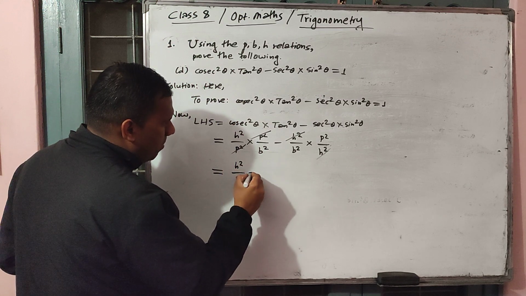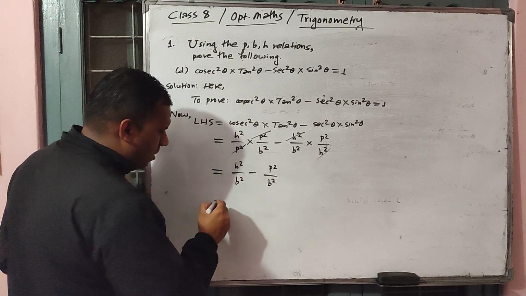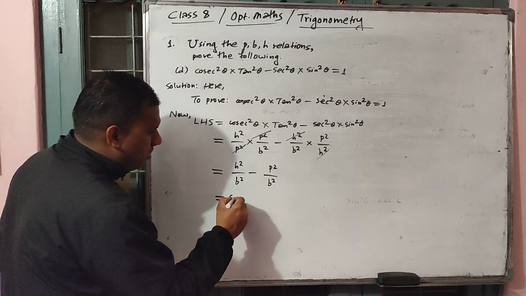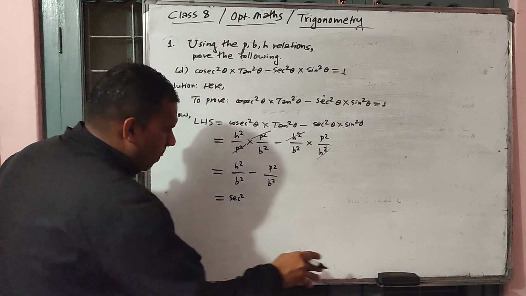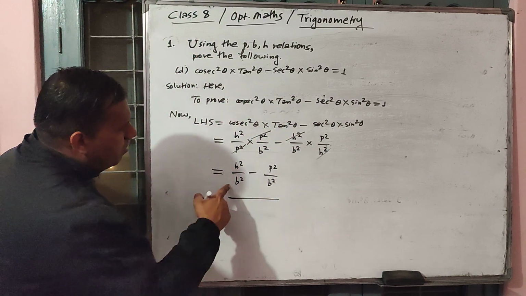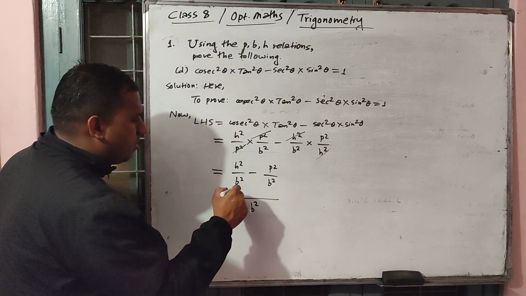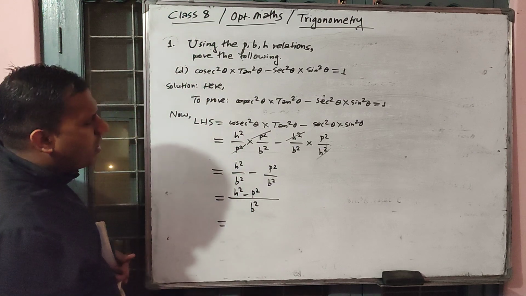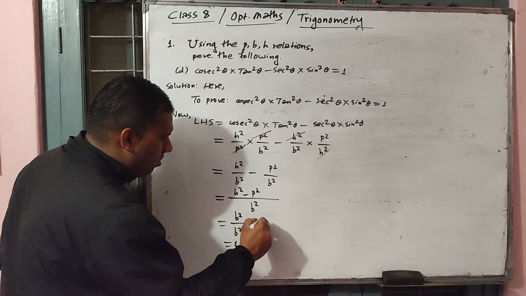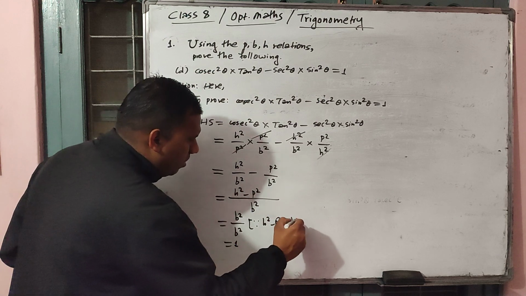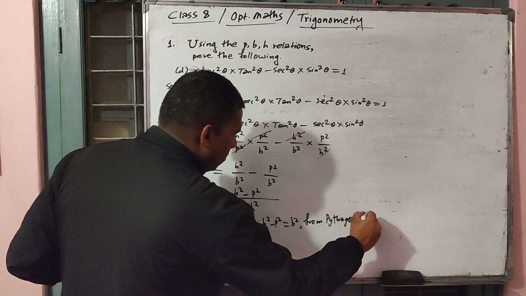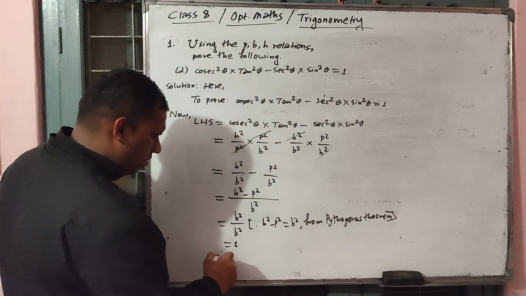S square upon B square minus P square upon B square. H square upon B square, since S by B is sec theta. So we can take LCM. B square is the same, so remember same LCM, then it becomes H square minus P square all upon B square. Now from the Pythagoras theorem, H square minus P square is B square. So B square over B square equals 1, because H square minus P square equals B square from the Pythagoras theorem. So this equals the RHS.